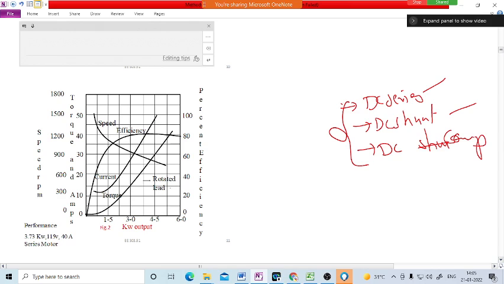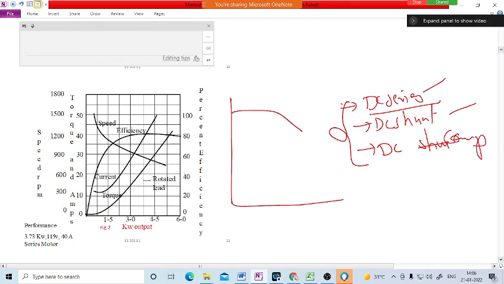So here for the DC series motor, the performance characteristics will be like this. You can observe the efficiency curve and the speed curve. If you take the DC shunt motor, the speed characteristics will be like this, but when coming to the DC series motor, the torque speed characteristics will be like this. So we can observe the variation, the drop, at the starting.